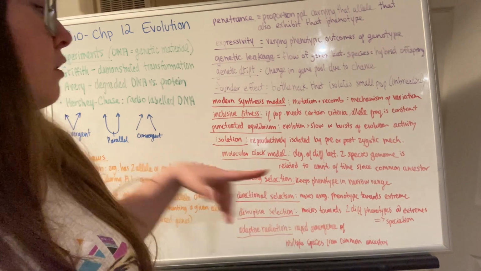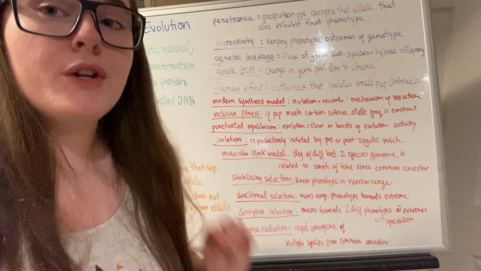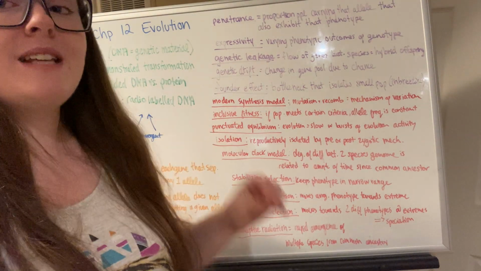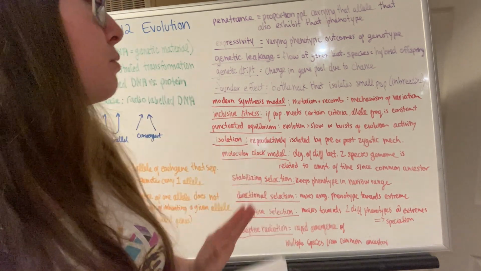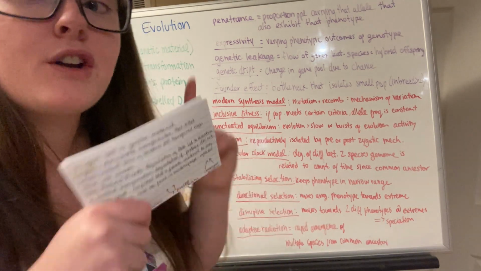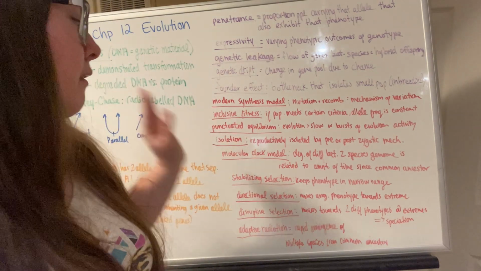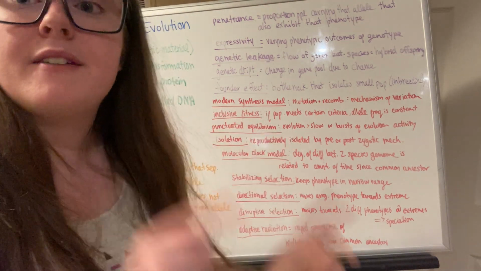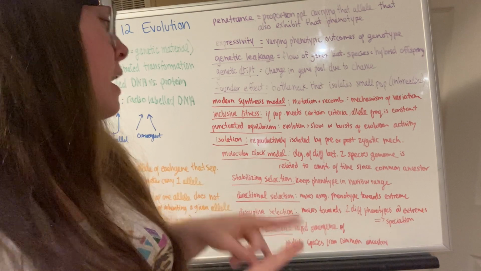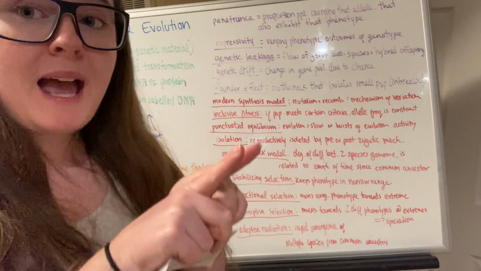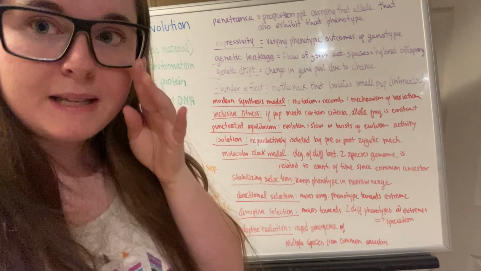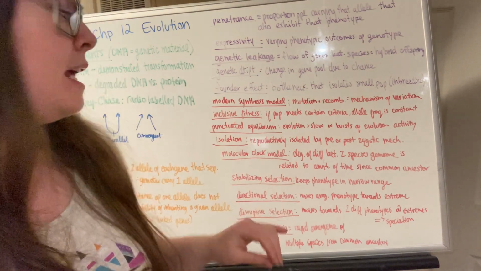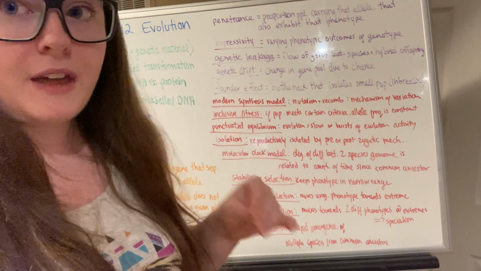Then we have the molecular clock model. This is the degree of difference between two species' genomes. They're saying that that difference in their genomes is related to the amount of time since their common ancestor. So this one, I'll read it again. The molecular clock model is stating that the degree of difference between two species' genomes is related to the amount of time that has passed since they evolved from a common ancestor. So that's how you can put things on an evolutionary timeline, based on their genomes and how different or similar they are from certain other species.